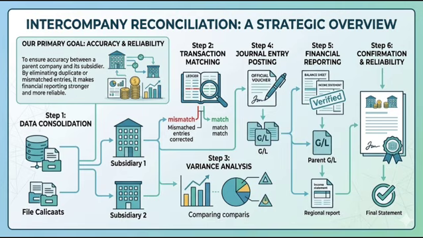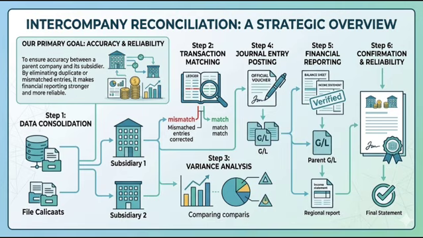Step 3. Variance analysis. Accountants look at the why behind the mismatches. Using charts and comparison tools, they analyze differences in currency exchange rates, timing issues, or human error to understand the variances. Step 4. Journal entry posting. Once the differences are understood, official vouchers or adjusting journal entries are created. This updates the general ledger, GL, so the internal debits and credits finally align.